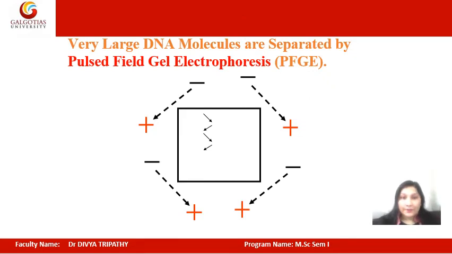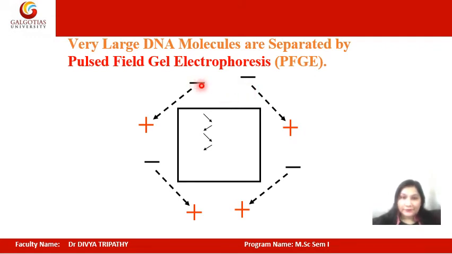If we are going to separate very large DNA molecules, then we have to use a different type of gel electrophoresis, pulsed field gel electrophoresis. You can see here, this has a different setup. Like we have four different electrode systems.